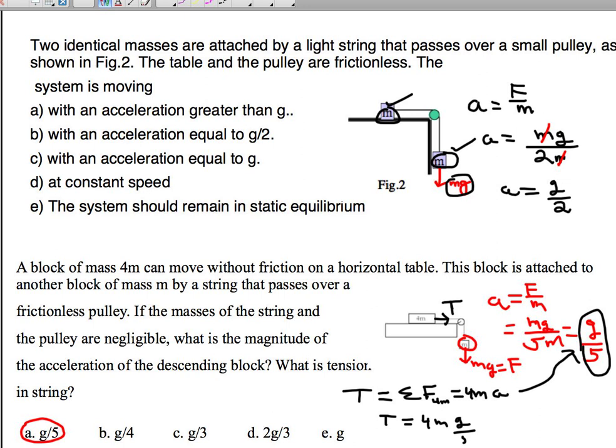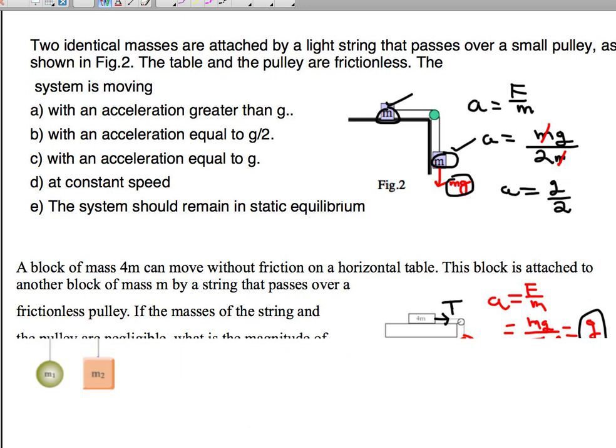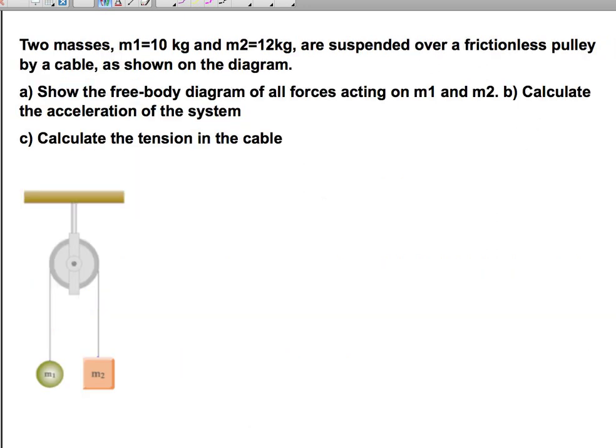So let's see what T is equal to. T is equal to 4m times g over 5, or 4mg divided by 5. So if you were given these numbers, you would just be able to calculate exactly what the g is. But right now it's just 4mg over 5.